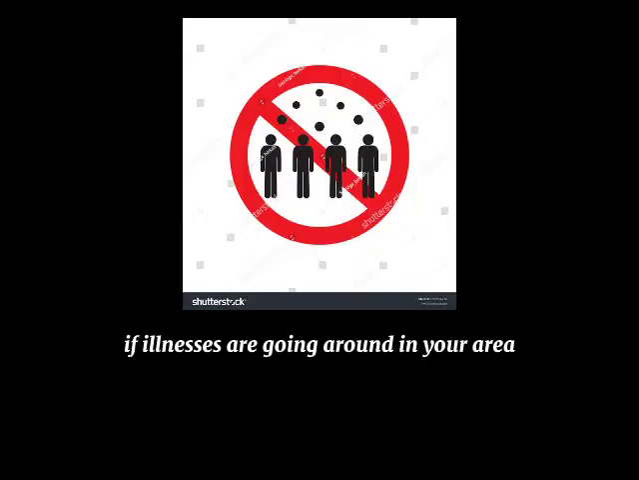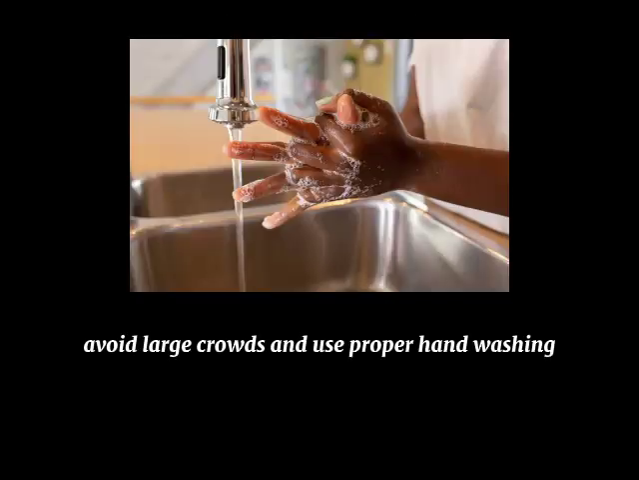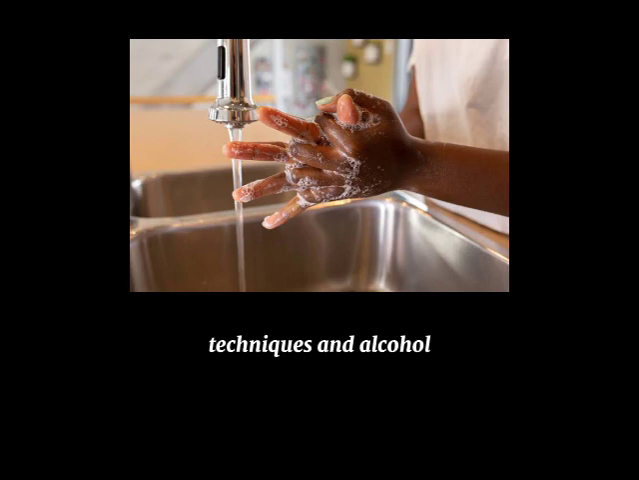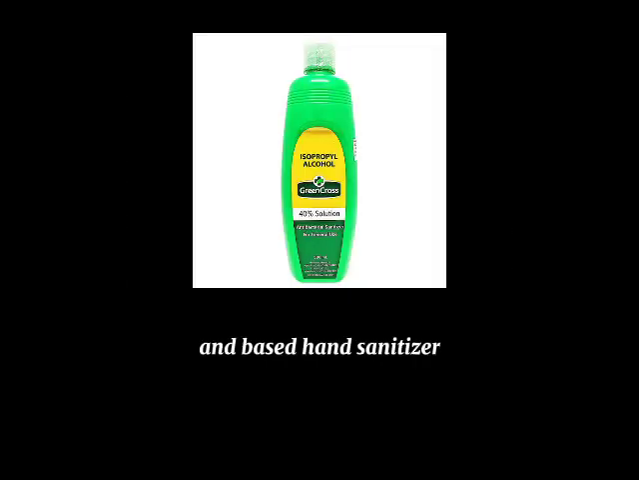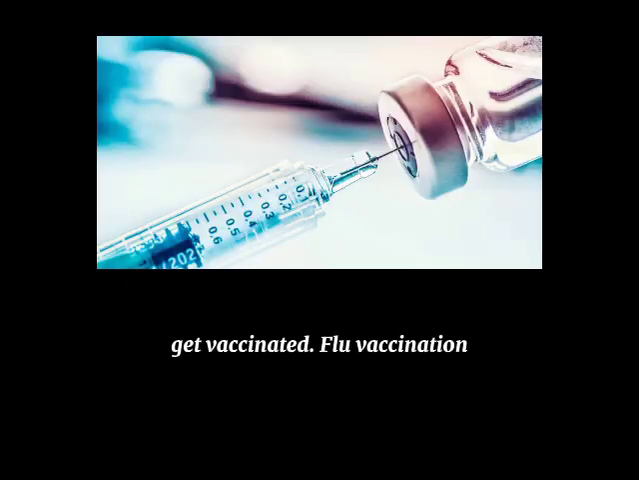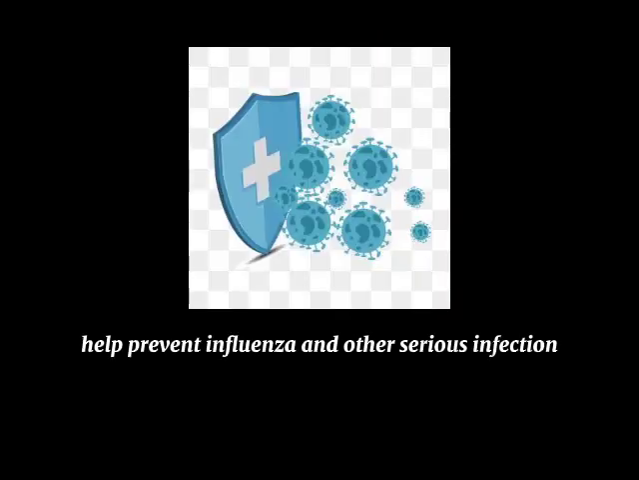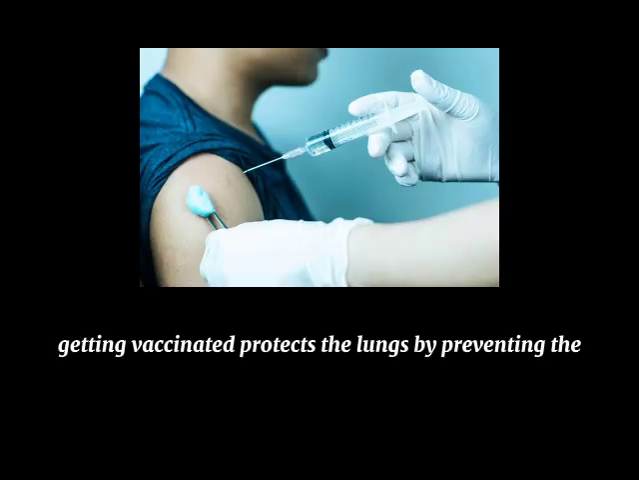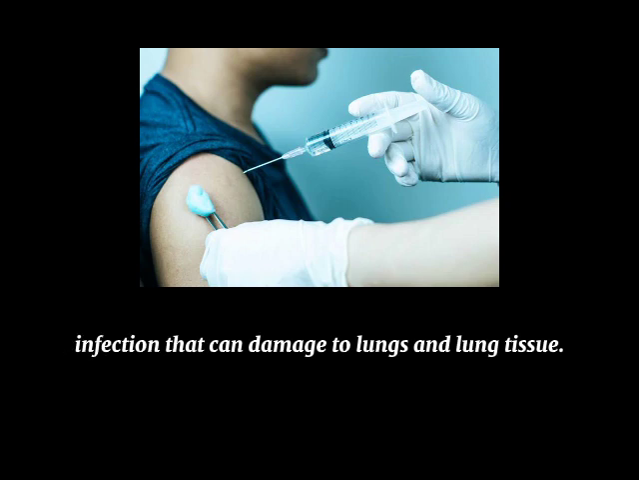carpet. Use caution during cold and flu season. If illnesses are going around in your area, avoid large crowds and use proper hand washing techniques and alcohol-based hand sanitizer. Get vaccinated. Flu vaccinations help prevent influenza and other serious infections caused by the flu. Getting vaccinated protects the lungs by preventing infections that can cause damage to lungs and lung tissue.